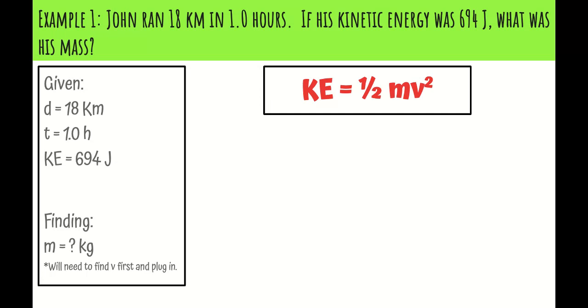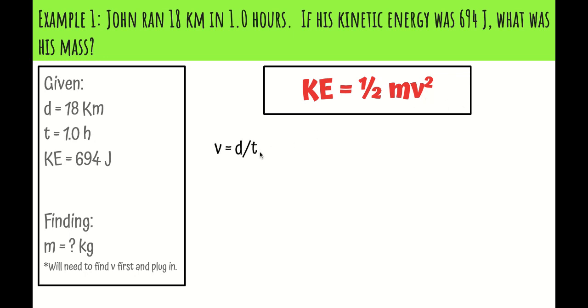We have a pretty simple example here. John ran 18 kilometers in 1 hour. If his kinetic energy was 694 joules, what was his mass? So we know what we're given. We have the distance, the time, and the kinetic energy, and we need to find his mass. First, we're going to have to find the velocity, because we know our kinetic energy formula is here. We have the kinetic energy and the mass, but we don't have velocity.